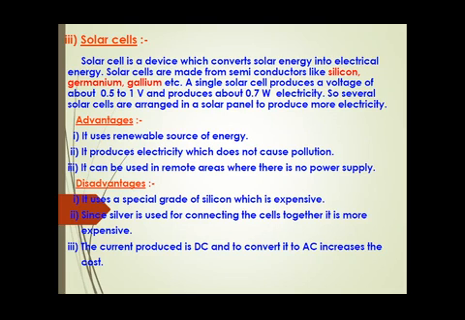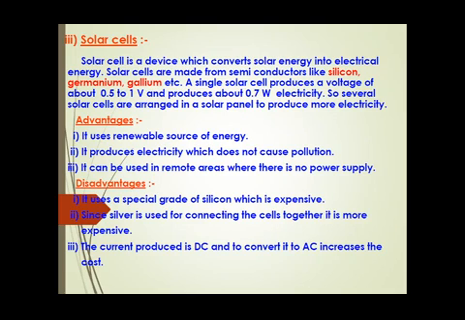So in a solar panel, when many of the solar cells are arranged alongside each other, then it leads to the production of more energy, isn't it? Because a single cell is producing 0.7 watt of energy, when many such single cells are placed together in the solar panel, then it will lead to the formation of more electricity.